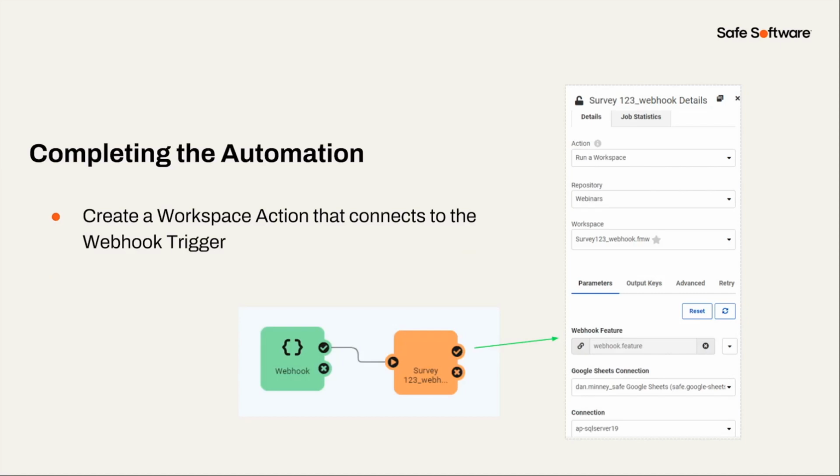The last step here is going to be connecting up our automation. So all we have to do is add an action to our automation canvas, and we can set it to a run a workspace action that will run that workspace that I just showed. And that workspace will already be published up to our server. And so that every time a webhook message comes through, it's triggering off that workspace, and that will write out to our two tables. So I'll just show that quickly.